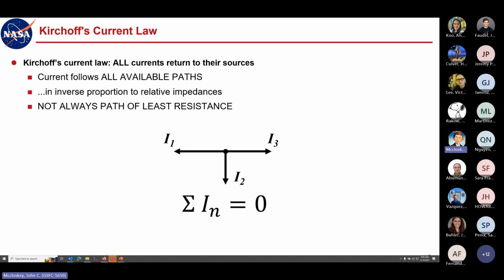So this current flowing the path of least resistance is really one of the worst lessons we're ever taught as electrical engineers. The true statement is more of a mouthful: it follows all available paths in inverse proportion to relative impedances, and it will be a function of frequency. So capacitive paths are going to have lower impedance as the frequency goes up, and they will play a much more significant role in where the currents can flow as you go up in frequency.